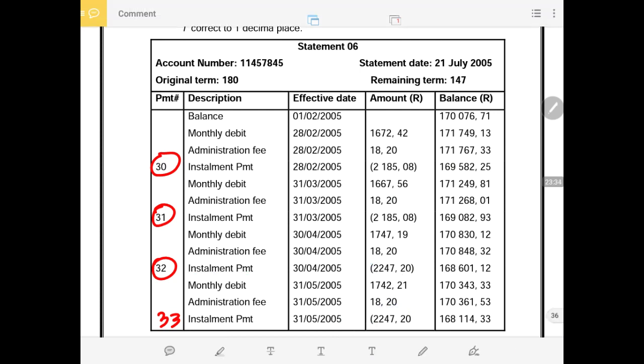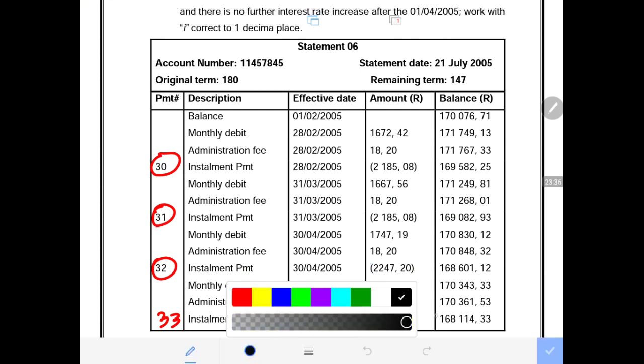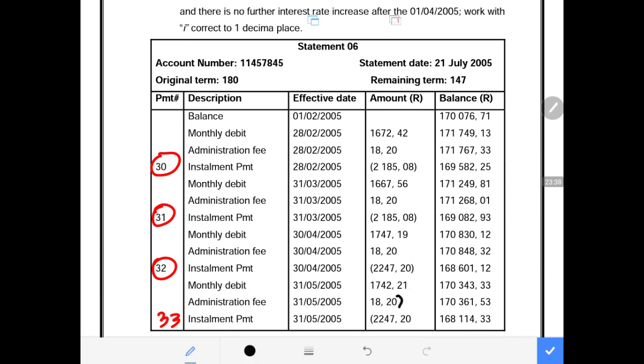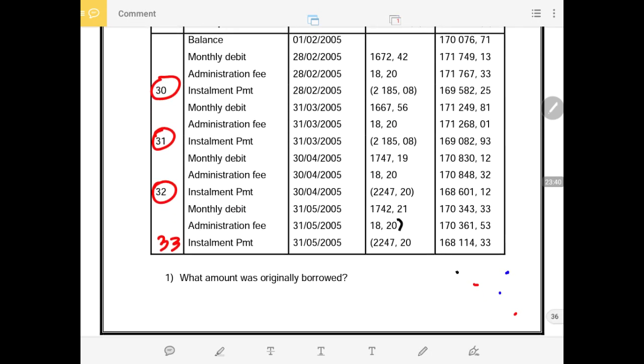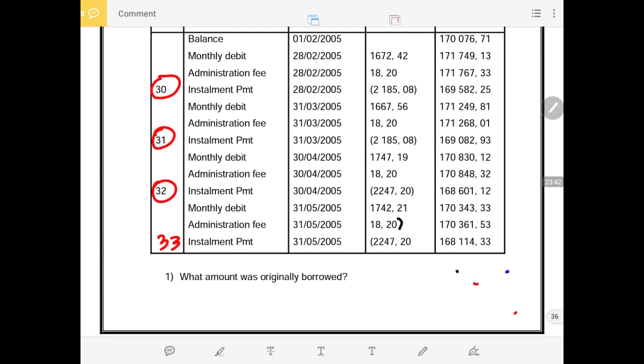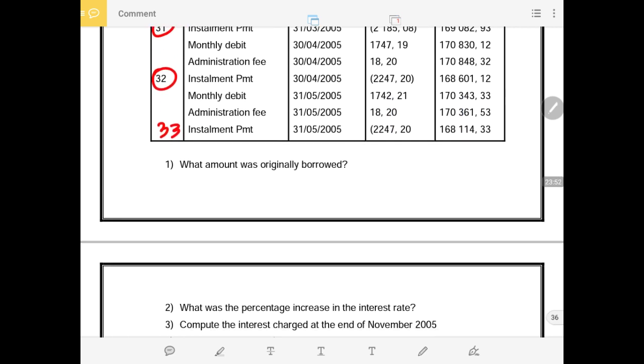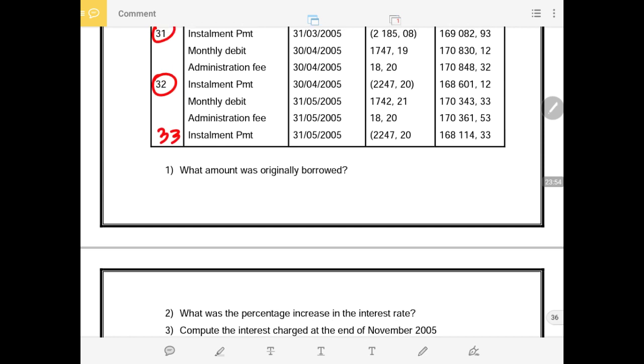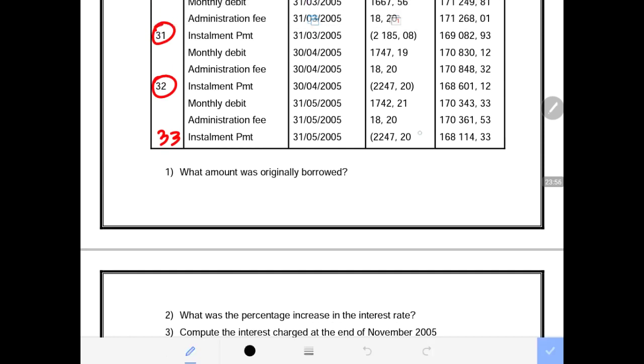So let us now go and respond to the questions that follow the statement. Let's read them as they give them to us. The first question says, what amount was originally borrowed? We need to know how much was originally borrowed. In other words, what are we looking for? We are looking for the present value of an annuity.